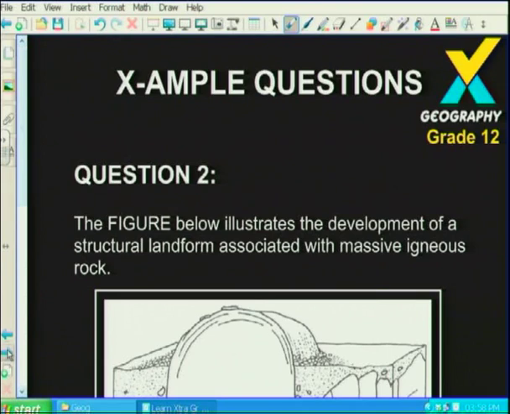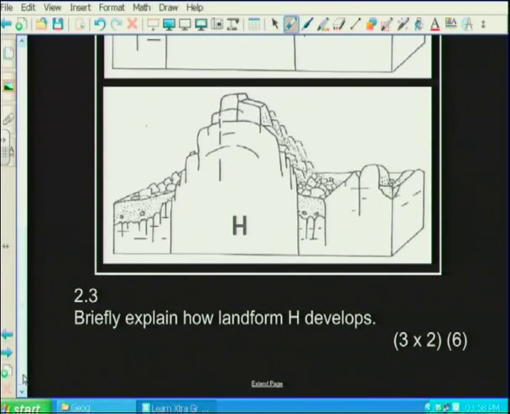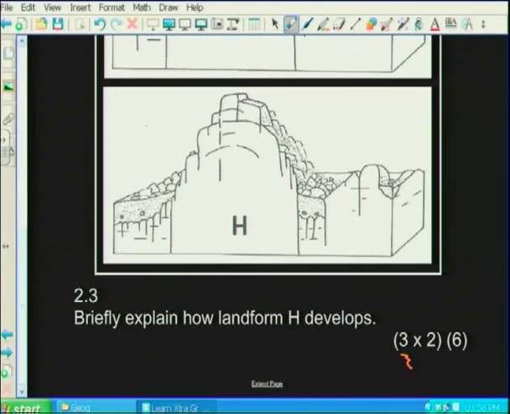Our third question, briefly explain how H develops. So it's very important, you can see, that you get the right landform in the first couple of questions, because otherwise, if you don't know what specific landform you're looking at, to explain how that landform developed is going to be a lot more difficult. Please note, it's for 6 marks. They want 3 points as to how our tor developed.